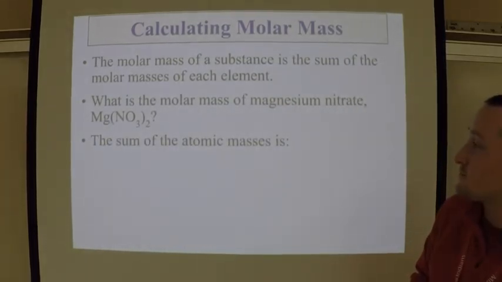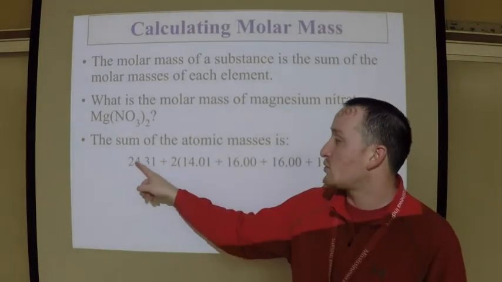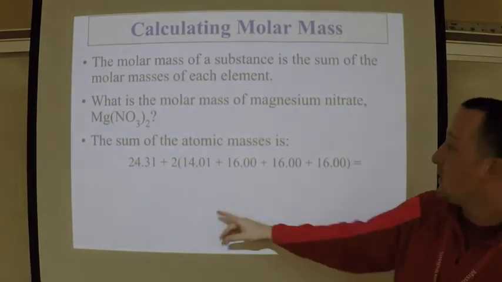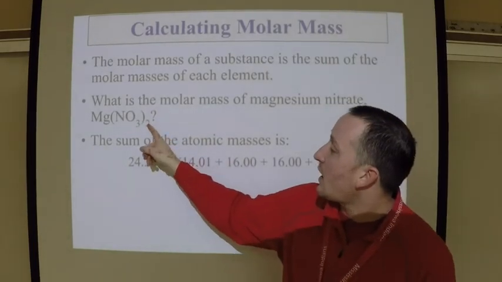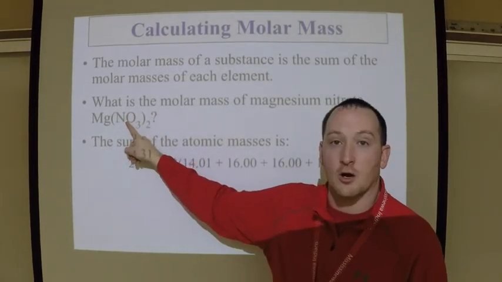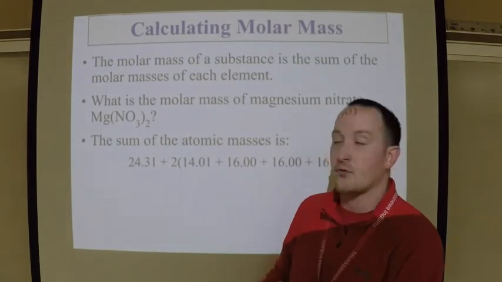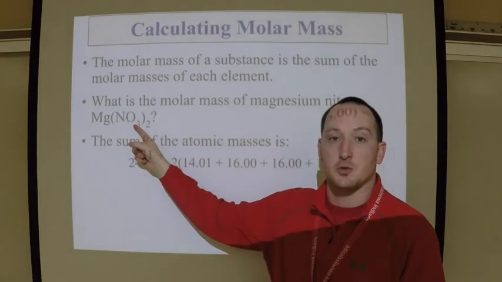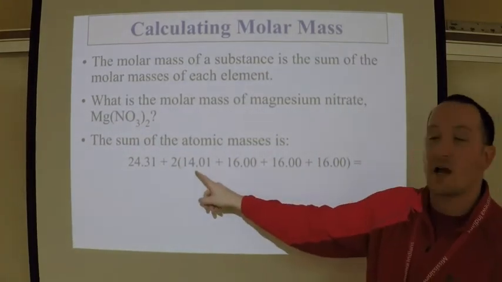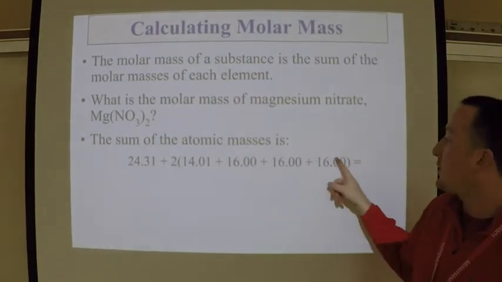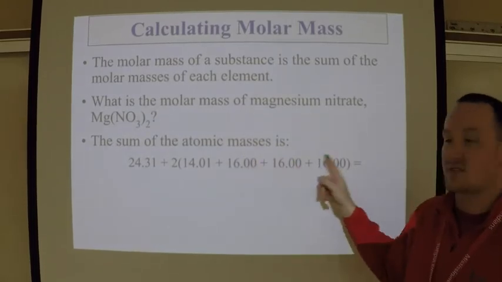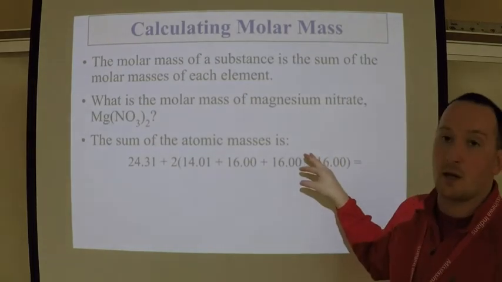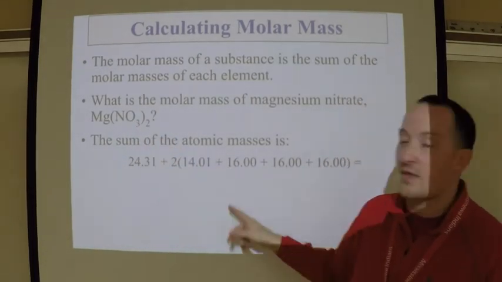Here's another way to do it. Another way to do it is to take 24.31, that's the mass of magnesium. Then, because this 2 is on the outside, I could add up 1 nitrogen and 3 oxygens, find what that mass is, and then multiply it by 2. So that's what I did here. 1 nitrogen is 14.01, and 3 oxygens would be 16 plus 16 plus 16. Well, that's my NO3. But then I've got 2 of them, so I'm going to multiply that by 2.